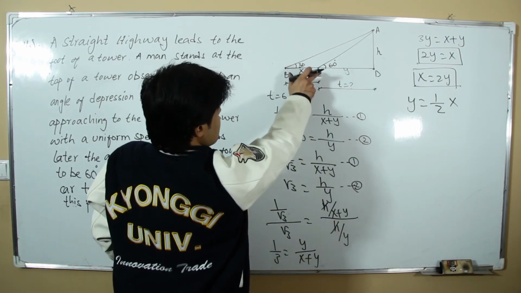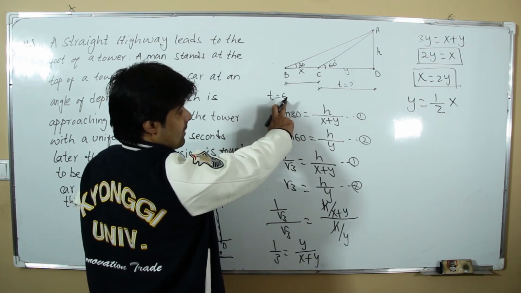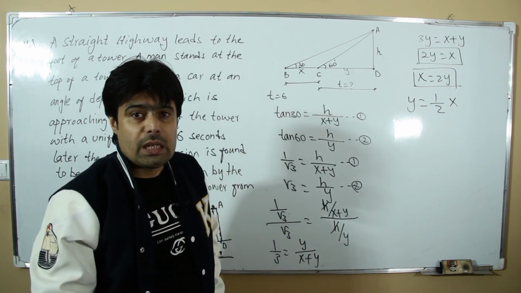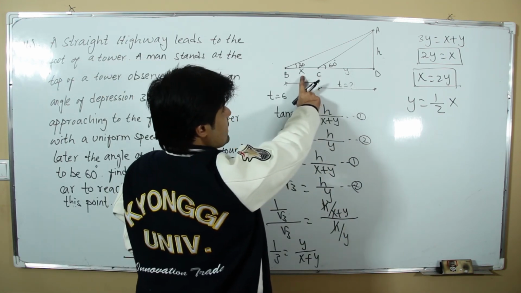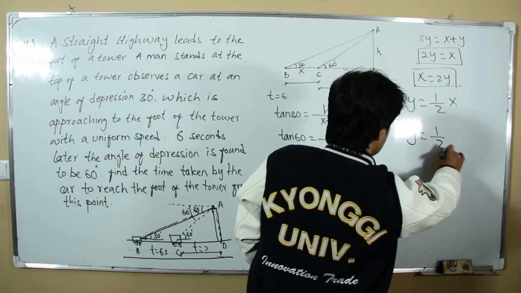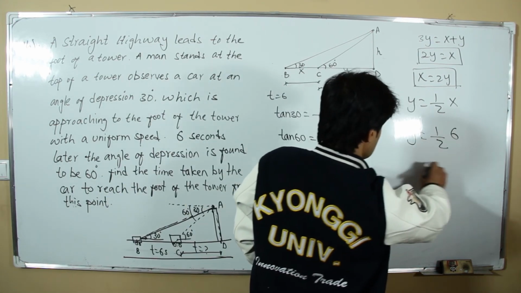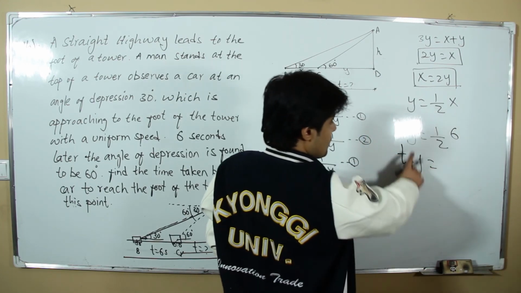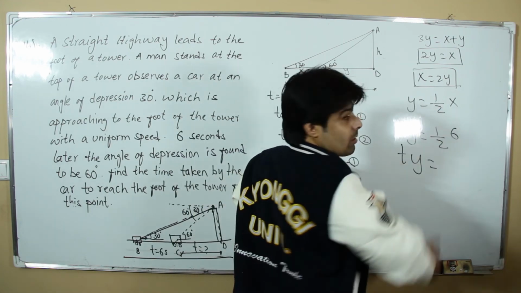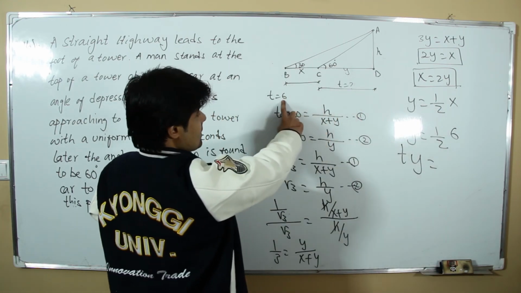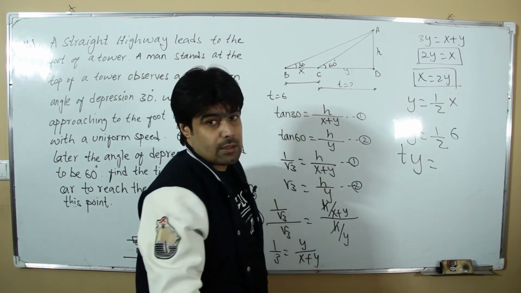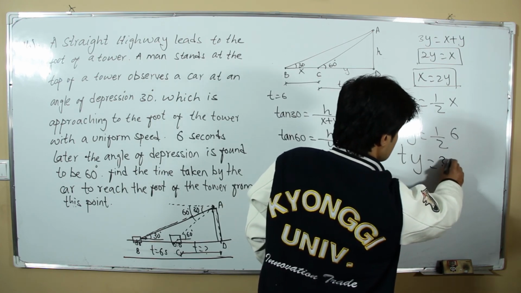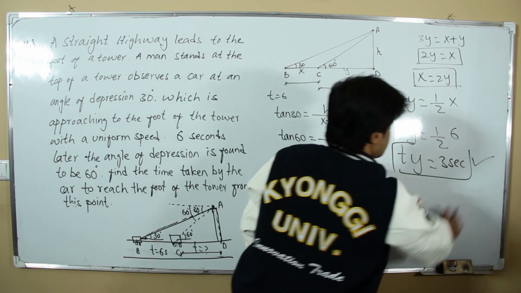So if x distance is traveled in 6 seconds, what do you think? How much time does y need? Y is half of x, so y needs half of this time. It means y distance needs how much time? Y is half of x or not? Yes. If x takes 6 seconds, then y takes half of 6 seconds. It means time of y is 3 seconds. Write it, please.